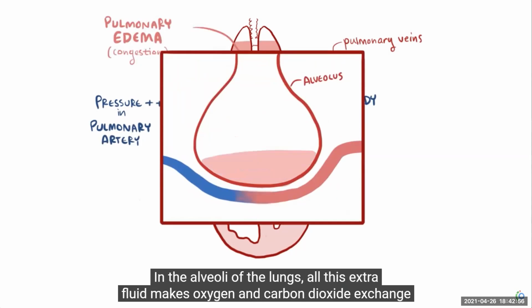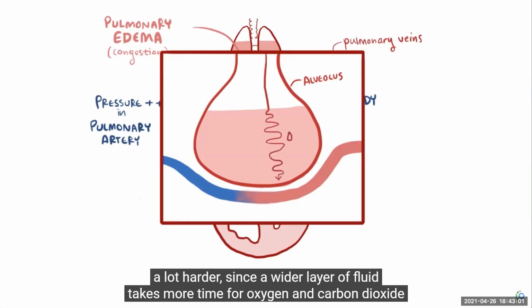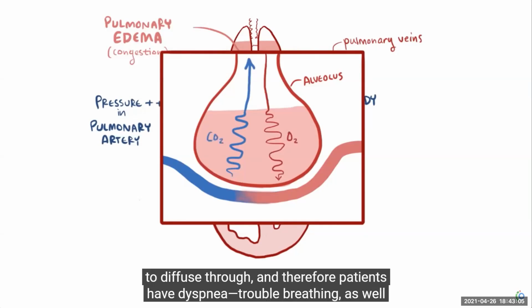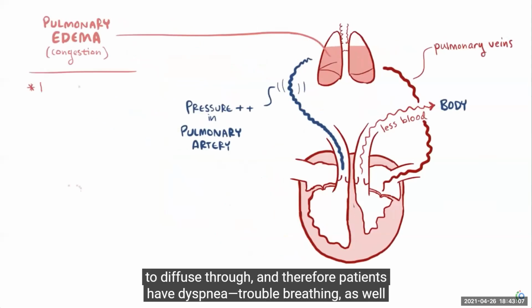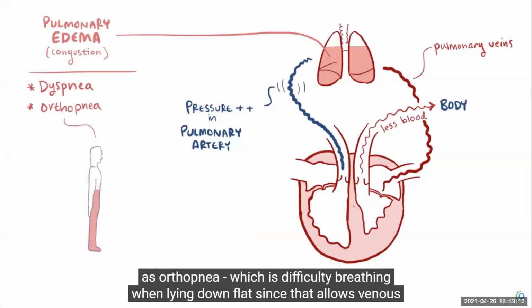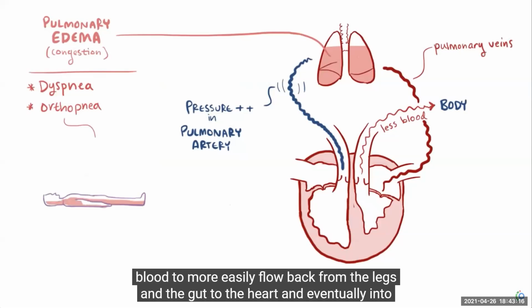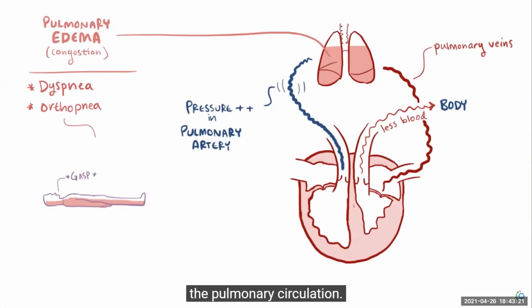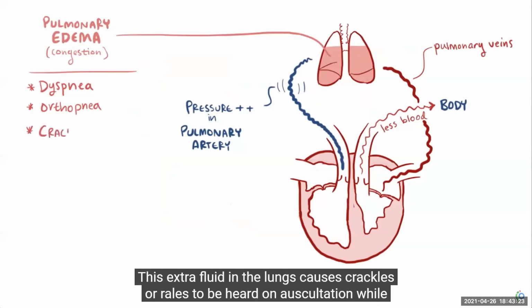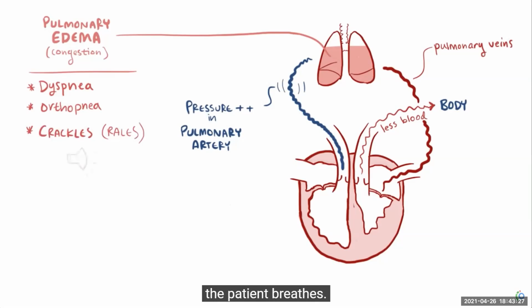In the alveoli of the lungs, all this extra fluid makes oxygen and carbon dioxide exchange a lot harder, since a wider layer of fluid takes more time for oxygen and carbon dioxide to diffuse through, and therefore patients have dyspnea, or trouble breathing, as well as orthopnea, which is difficulty breathing when lying down flat, since that allows venous blood to more easily flow back from the legs and the gut to the heart and eventually into the pulmonary circulation. This extra fluid in the lungs causes crackles or rales to be heard on auscultation while the patient breathes.